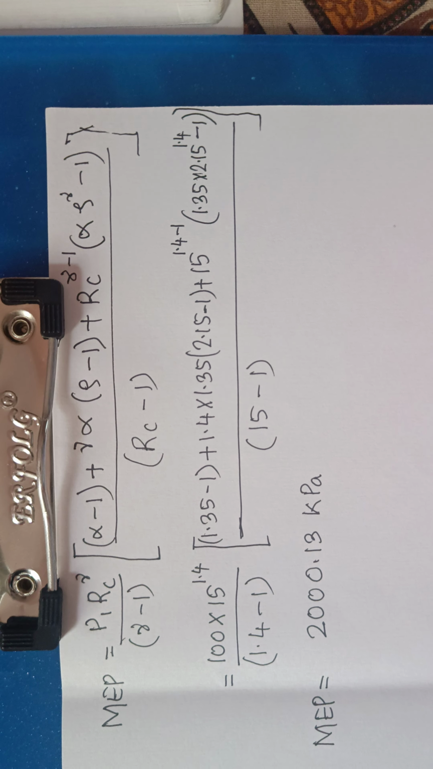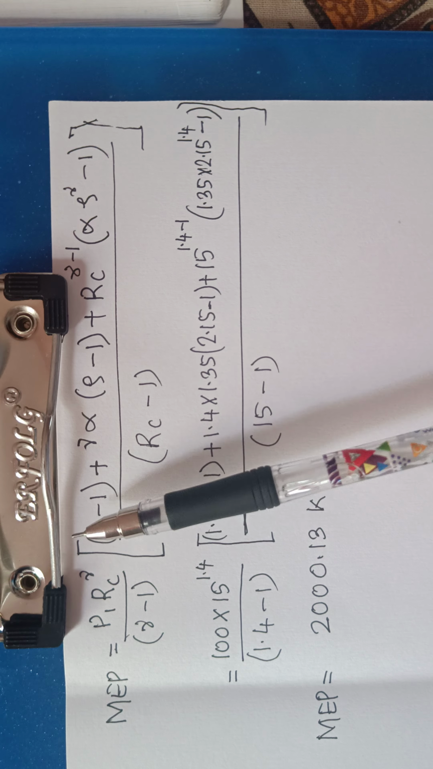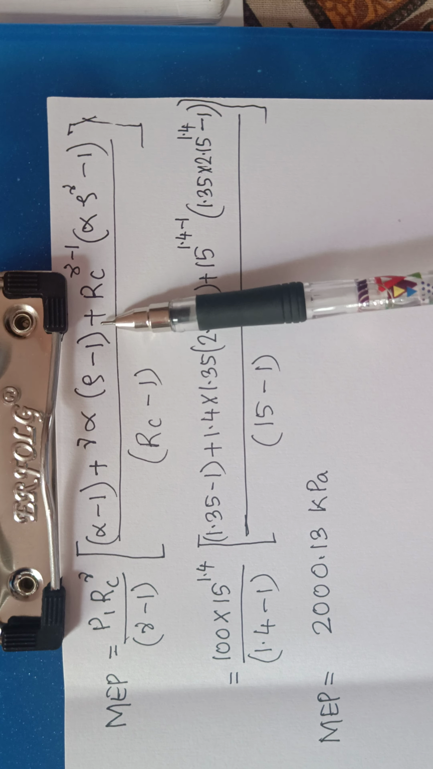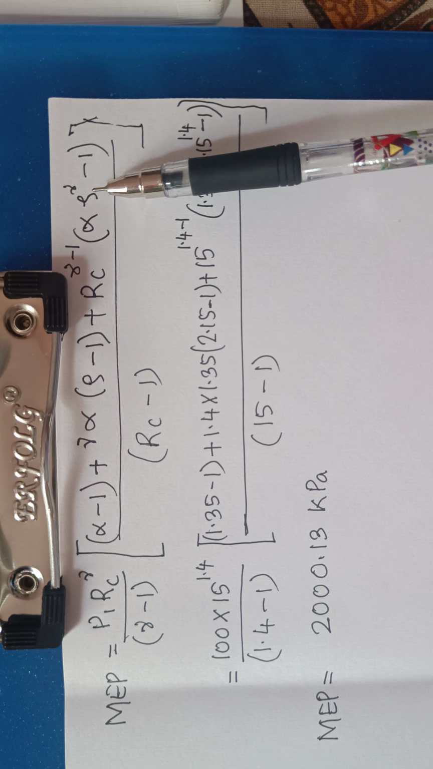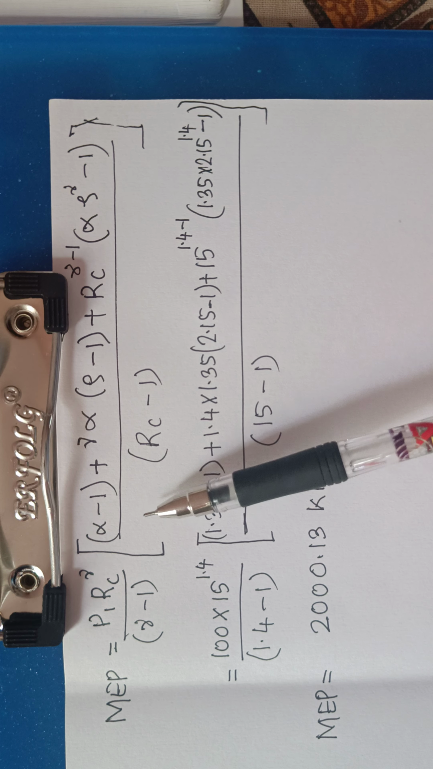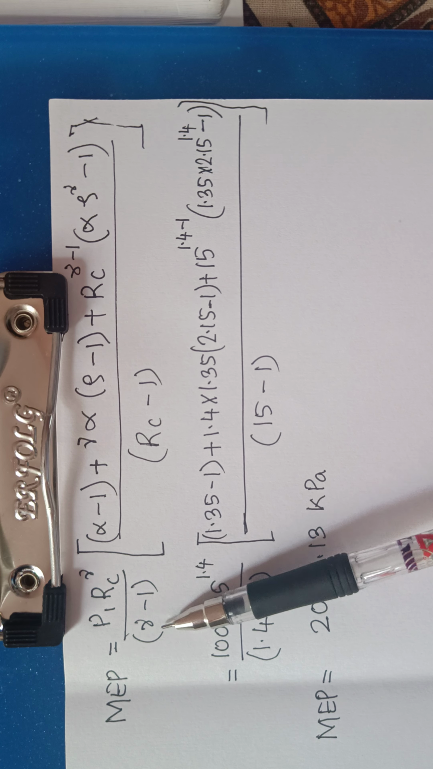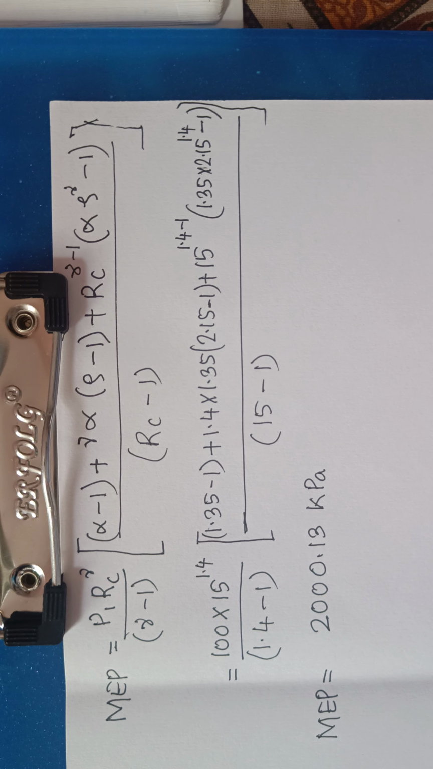After finding out the thermal efficiency, I have used the equation for MEP. The equation for MEP goes in this way: P1 RC to the power gamma in the bracket alpha minus 1 plus gamma alpha rho minus 1 in the bracket plus RC to the power gamma minus 1 in the bracket alpha rho to the power gamma minus 1, whole divided by RC minus 1, and in the first term denominator it is gamma minus 1.